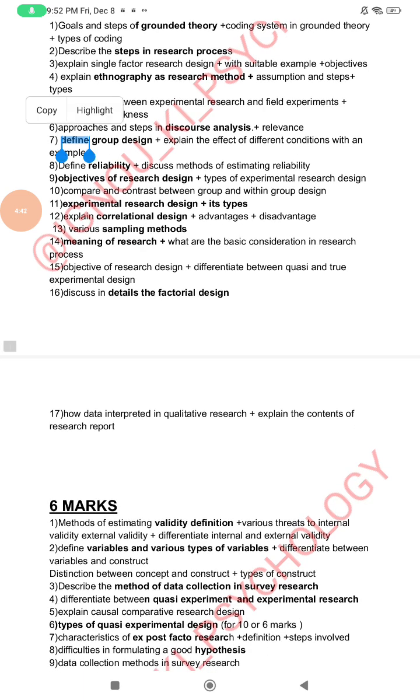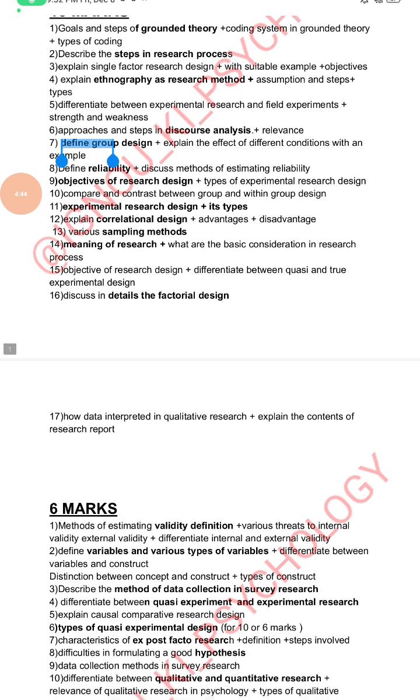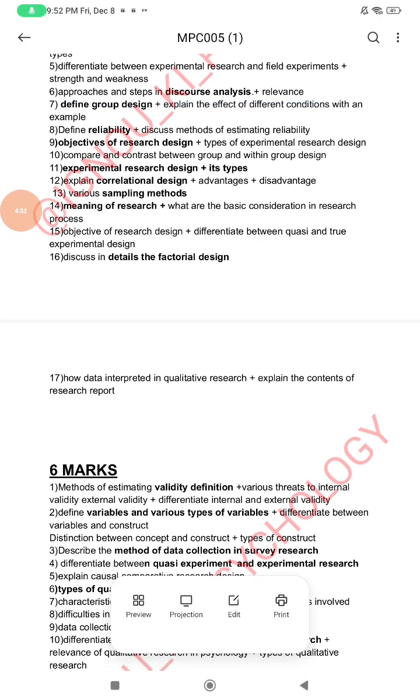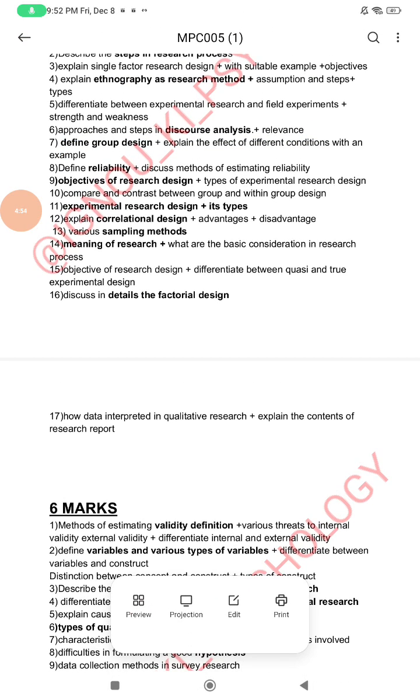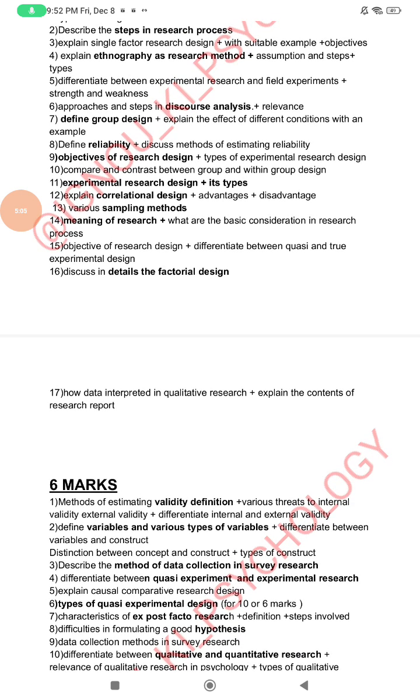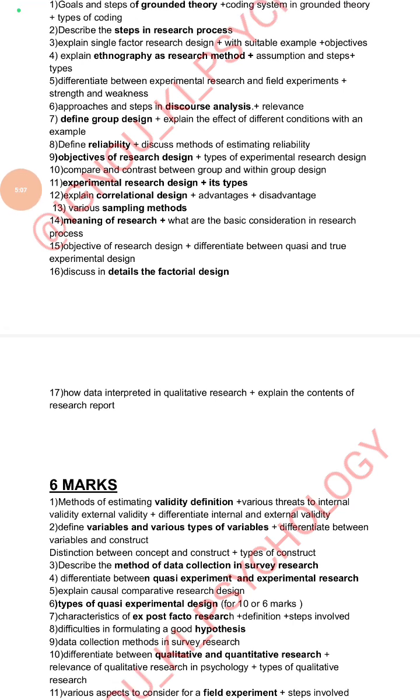Then comes question number 7: define group design, explain the effect of different conditions with examples. When it comes to group design, there are two groups, that is treatment group and control group, and we assign samples randomly to each group and we study accordingly. So in this way you have to define what group design is, then the effects of different conditions with some examples also.